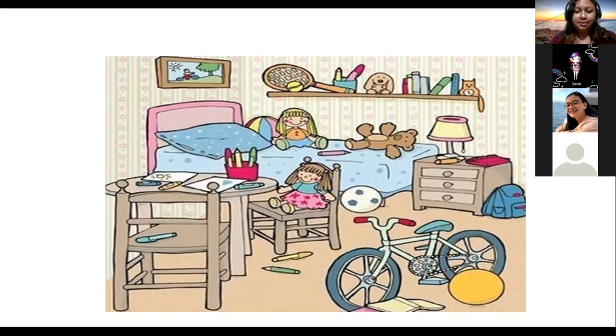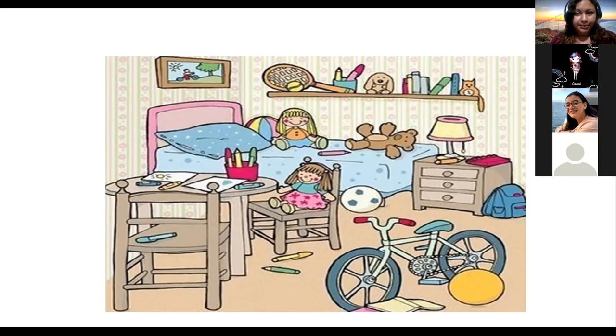Where is the night table? Mesa de noche. Where is it? The night table is under the lamp. Under. The night table is next to the bed. Next to, very good. Yes, it is next to the bed. Very good.